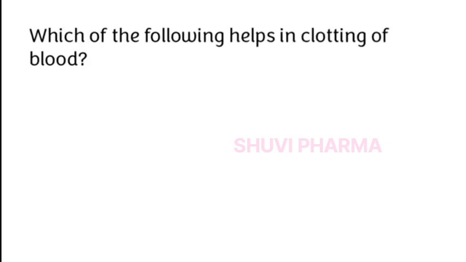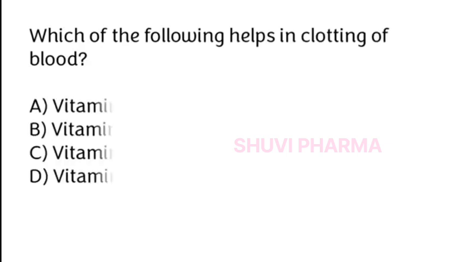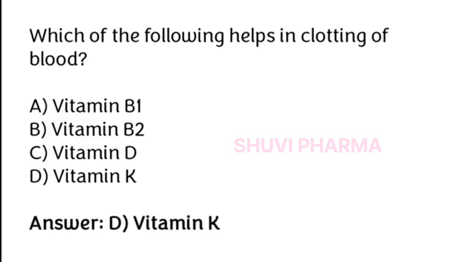Which of the following helps in clotting of blood? Vitamin B1, vitamin B2, vitamin D, vitamin K. The correct answer is option D. Vitamin K helps in clotting of blood.